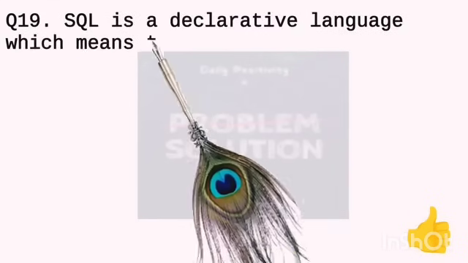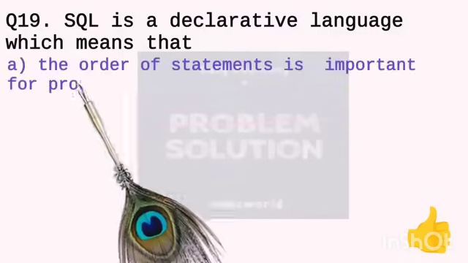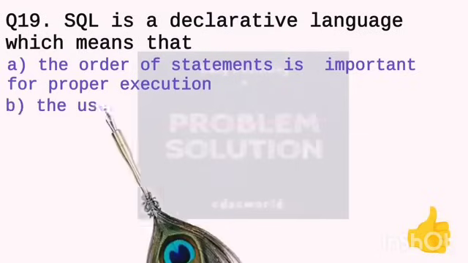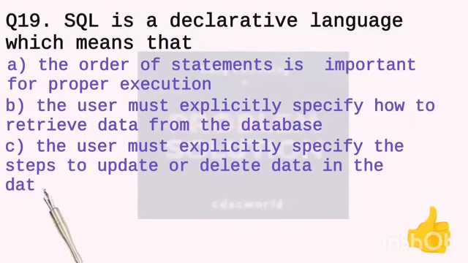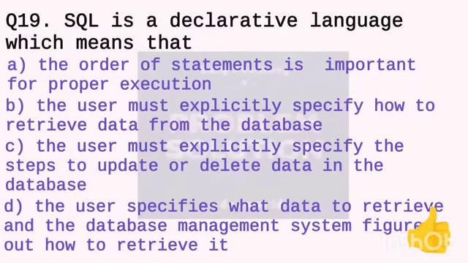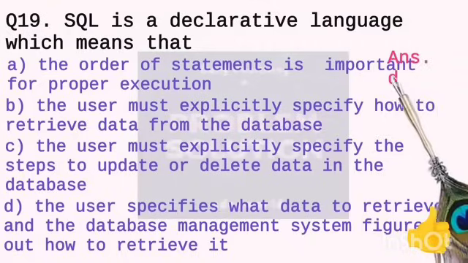Query number 19. SQL is a declarative language, which means that: Option A, the order of statements is important for proper execution. Option B, the user must explicitly specify how to retrieve data from the database. Option C, the user must explicitly specify the steps to update or delete data in the database. And option D, the user specifies what data to retrieve and the database management system figures out how to retrieve it. And the answer is D.